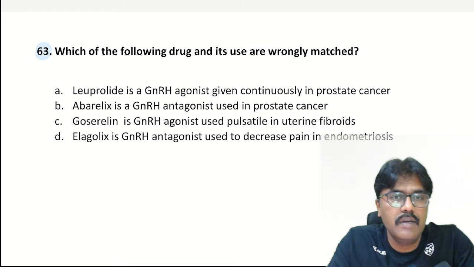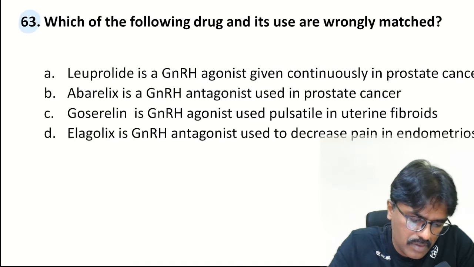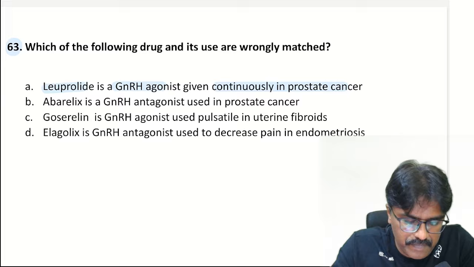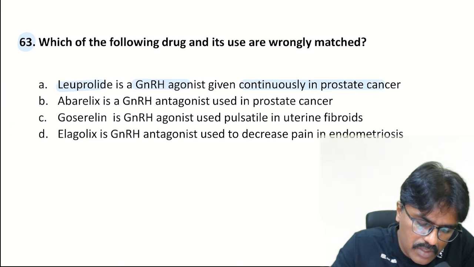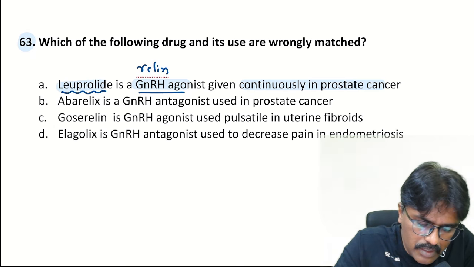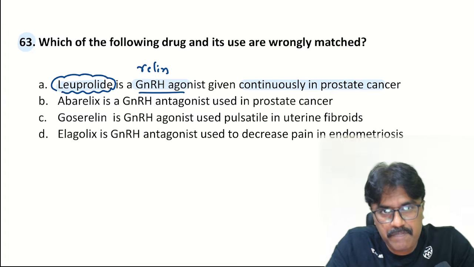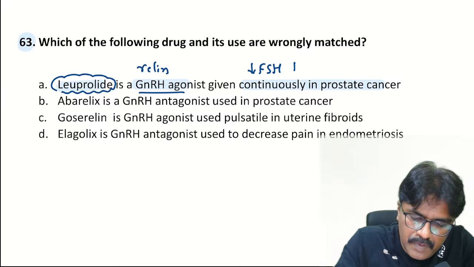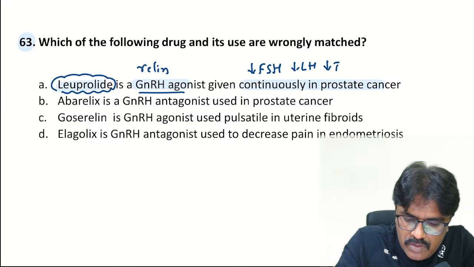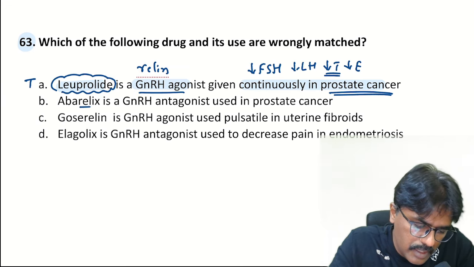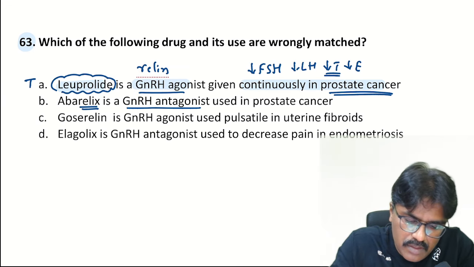Which of the following drug and its use are wrongly matched? Leuprolide is a GnRH agonist given continuously in prostate cancer. Now, GnRH agonists, the names end with relin, or there is a separate drug leuprolide. They are GnRH agonists. When you give them continuously, they decrease FSH, LH, testosterone, and estrogen. Since they decrease testosterone, we can use them in prostate cancer. True. Anything ending with relix is a GnRH antagonist used in prostate cancer.